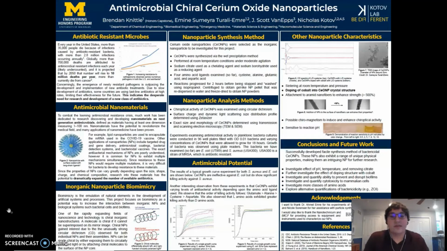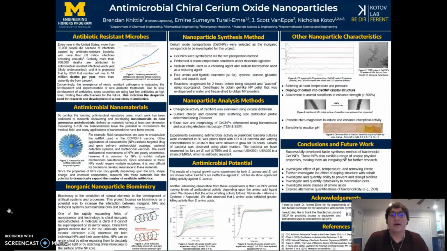The chiroptical activity of the nanoparticles was examined using circular dichroism, so that's differential absorption of the polarized light. We also measured the surface charge and the size distribution profile using a zeta sizer machine, but we had some issues getting the exact size. So to get the exact size and morphology, we used electron microscopy. In the top right there, I have a TEM image of our nanoparticles. They're about 5 nanometers in diameter, so they fit the classification of a nanomaterial.